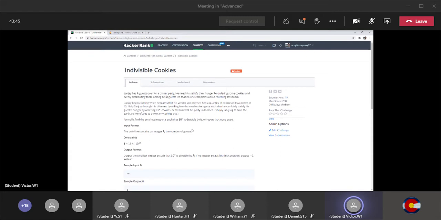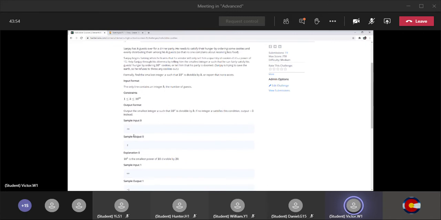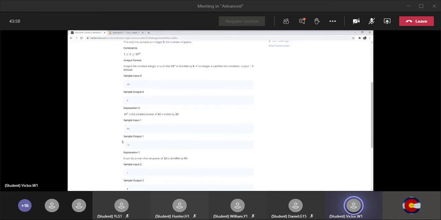So basically, find the smallest integer x such that 10 to the x is divisible by K, or report that none exists. So for example, for 20, 10 to the second is the smallest power of 10 divisible by 20. There's no power of 10 divisible by 60.